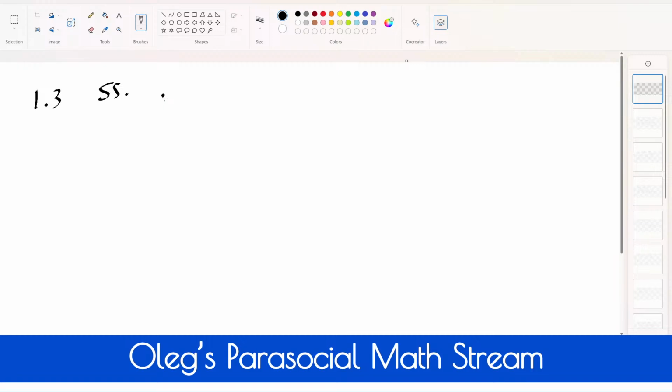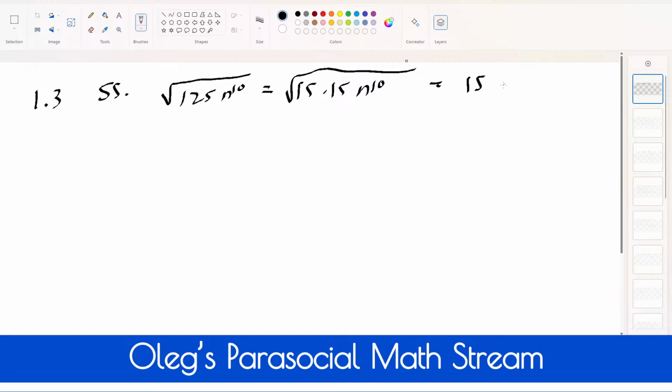55, we have root 125 times n to the 10th power. Okay, so 5 times 5 is 25, so we have 5 times 5, and then we have n to the 10th power. So basically what we have here is that we pull out a 5, and then n to the 5th power. Remember, you leave the half behind. If you have a double, you can only pull half out of the radical.